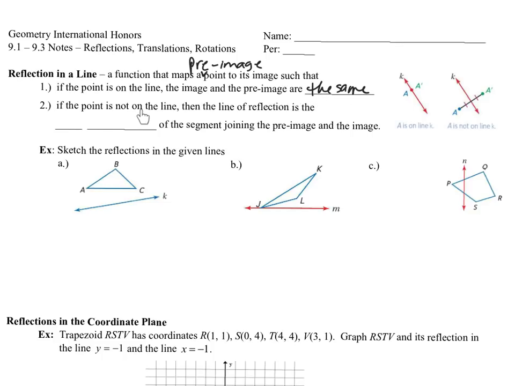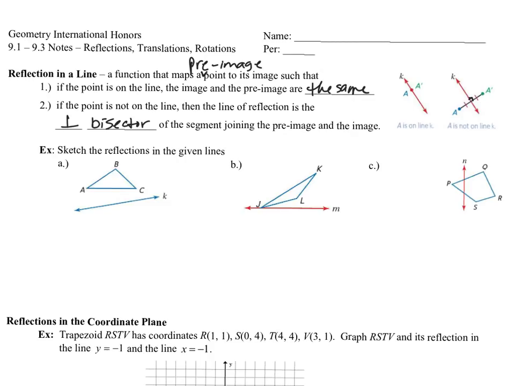Number two, if the point is not on the line, then that line of reflection is the perpendicular bisector of the segment joining the pre-image and the image. So if you look at this example here, here's our pre-image point A, here's our image point A prime, and you'll see that this line of reflection, line K, is the perpendicular bisector. I'm going to go ahead and add a little right angle symbol here. It is the perpendicular bisector of the line that connects the pre-image point A to the image point A prime.